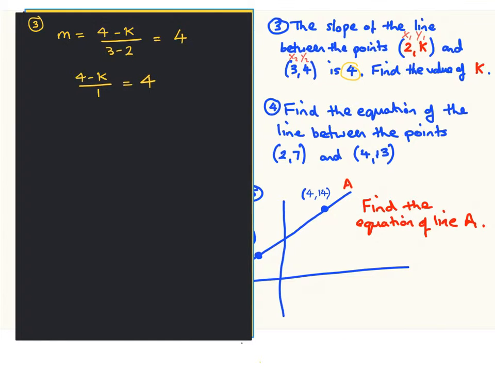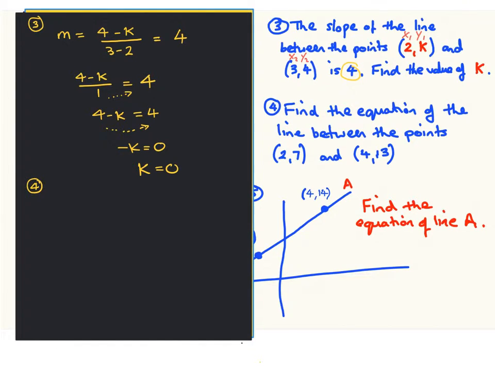And if we cross multiply, we get 4 minus k equals 4 times 1, which is 4. Subtract 4 to the other side, and we get negative k equals 0. So k equals 0. It's perfectly okay to have that as the answer.